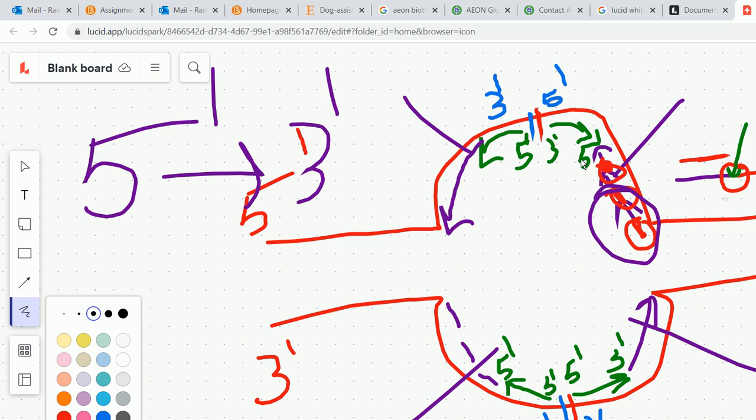One strand is made continuously. The second strand is made discontinuously. The strand which is made continuously is called the leading strand. The strand which is made discontinuously is called the lagging strand. And there is the involvement of so many enzymes in this process.